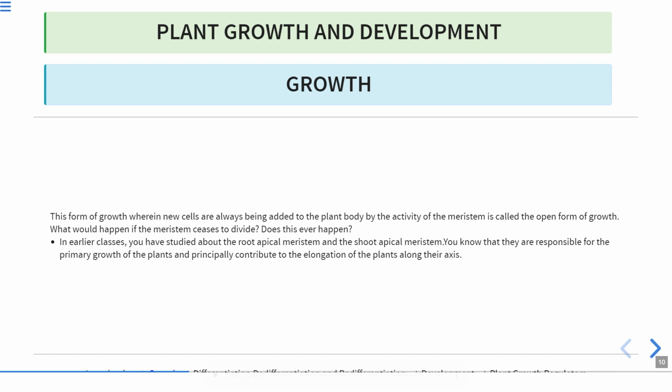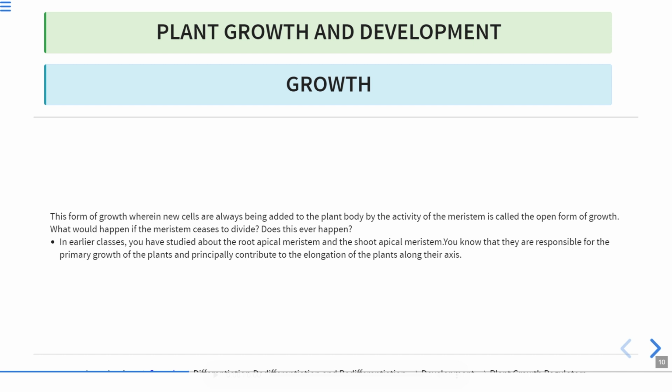This form of growth, where new cells are always being added to the plant body by the activity of the meristem, is called the open form of growth. So the plant is always having its meristematic activity. Every year you see the shedding of leaves and then new leaves emerging again. How is it occurring? Even if the leaves have fallen and it is a very aged tree, when the season that favors the growth of the tree comes back, new leaves emerge from the tree.